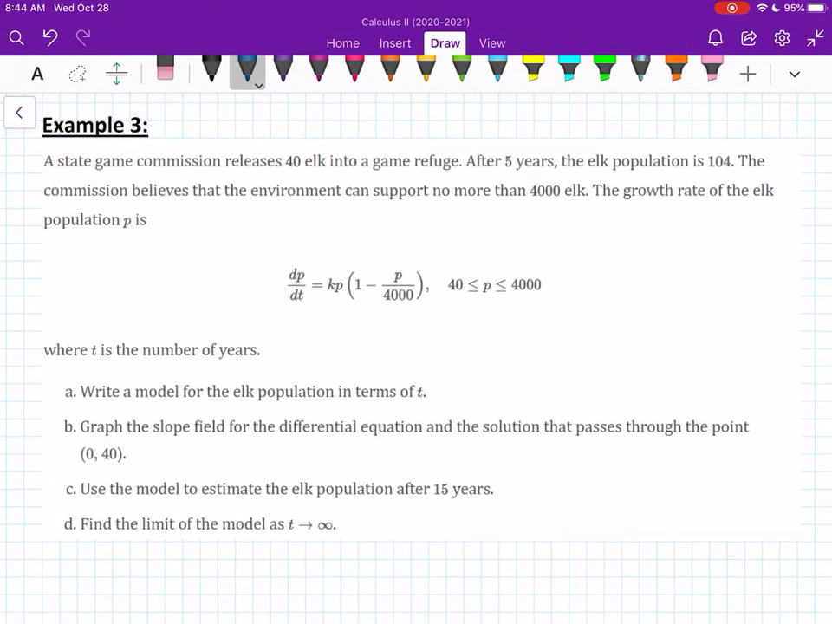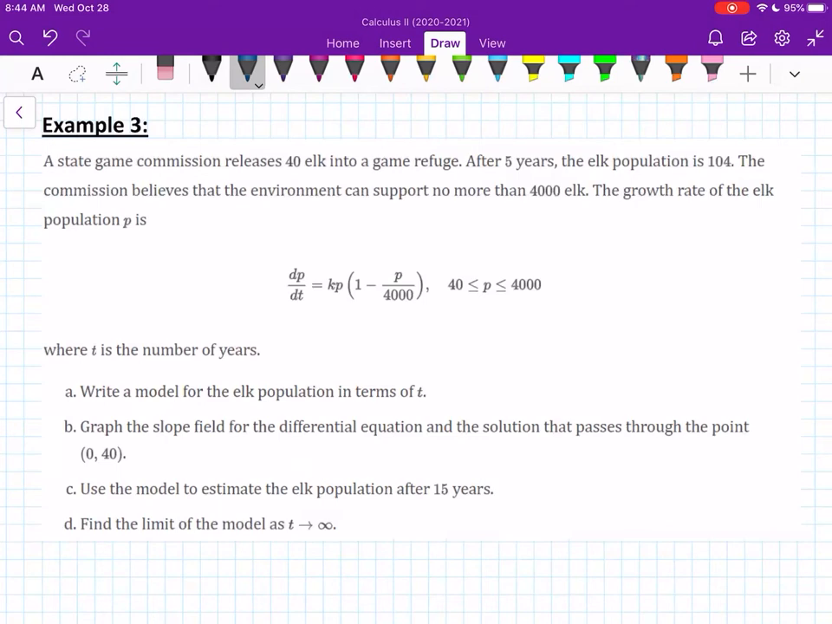A state game commission releases 40 elk into a game refuge. After 5 years, the elk population is 104. The commission believes that the environment can support no more than 4,000 elk. The growth rate of the elk population is dP/dt equals kP times the quantity 1 minus P over 4,000, where P is between 40 and 4,000, and t is the number of years.